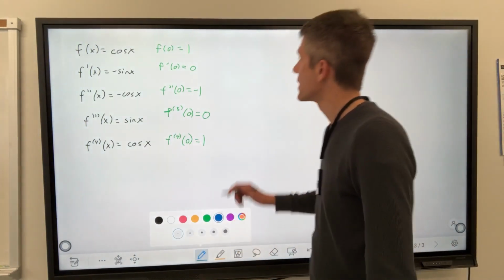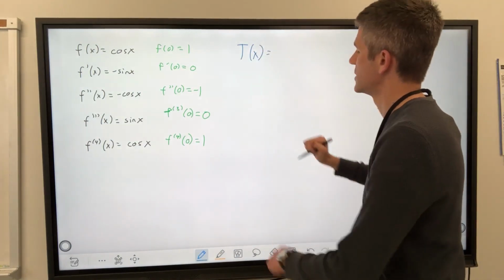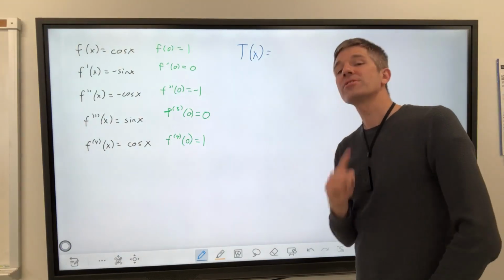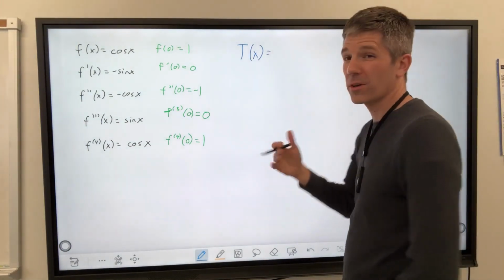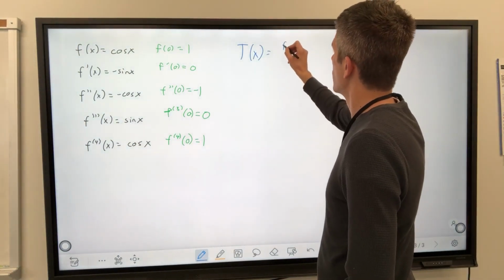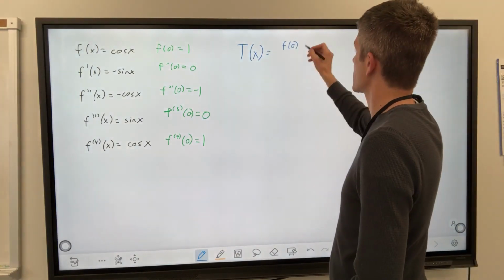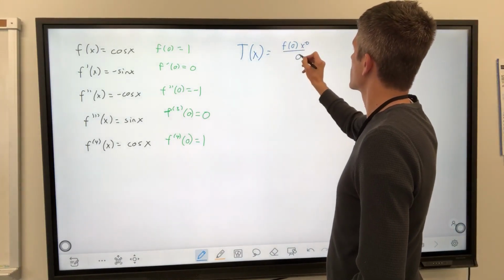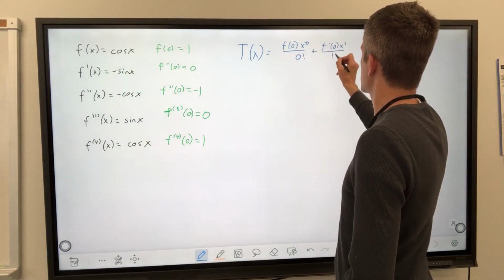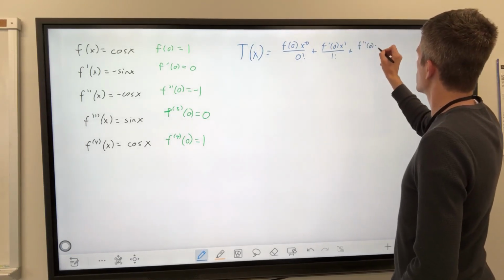So switch colors, and my Taylor polynomial is this. Do I need to write the general form? Never hurts to write it, because if you write it, then you'll remember it. So I'm going to write just about 3 terms, 4 terms, and then we'll stop there. And I'm going to go very fast. So f of 0, that's the center, the value where it's centered, which is 0 because it's Maclaurin. X to the 0 over 0 factorial plus f prime of 0. Now, if you're strapped for time on a test, don't write this. But the more you write it in practice, the more you'll remember it.